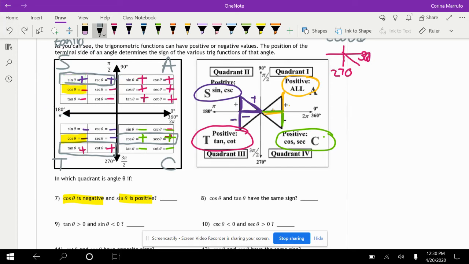I'm going to go ahead and erase all of that. I'm going to put here quadrant 2.